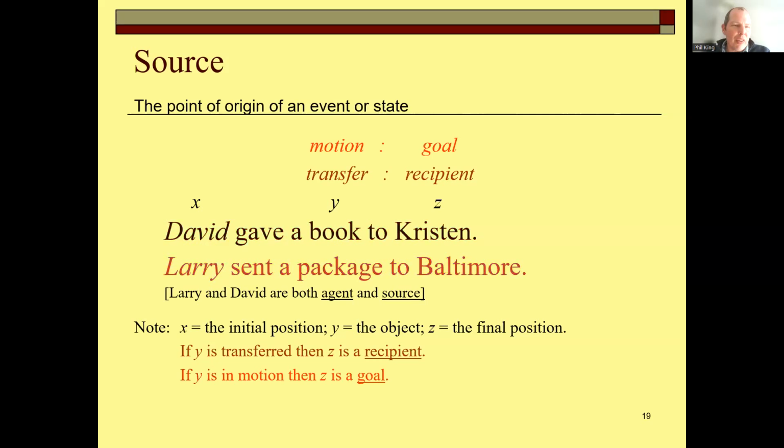But if it's something that's in motion, then we don't know if it's actually arrived there or not. And Baltimore isn't something that can receive something. Baltimore is the goal, where it is being sent to. And the package here is, again, the theme. I notice that here, in both cases, X is the source and Y is the theme. So David and Larry are the sources, the book and the package are the themes. Kristen is a recipient and Baltimore is a goal.